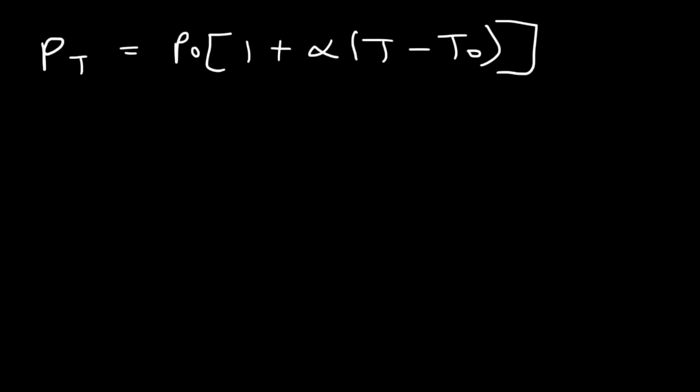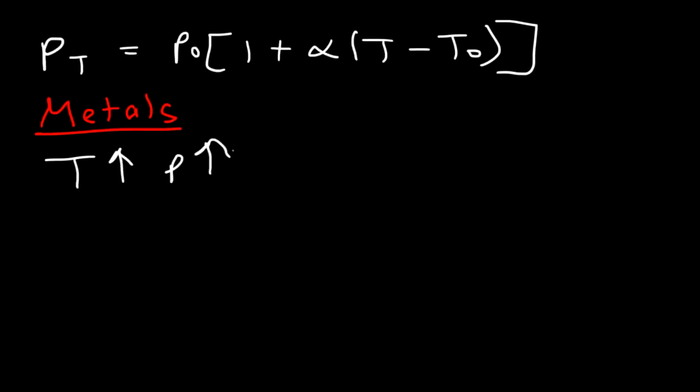Now, the situation is different for semiconductors. For metals, as you increase the temperature of the metal, the resistivity decreases. It increases. I take that back. Not decreases. It increases. Now, why is that the case?